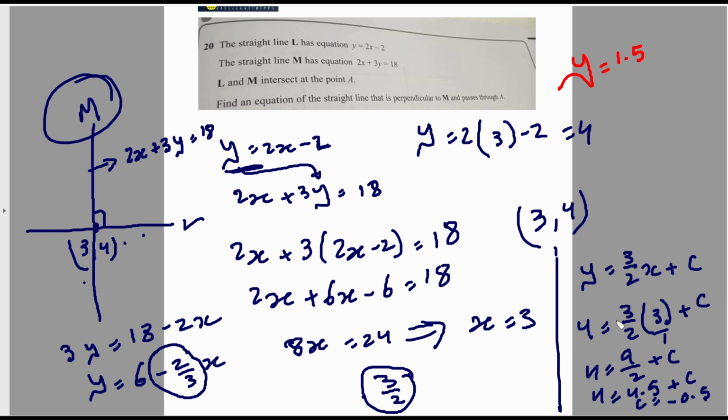1.5, which is 3 over 2, x minus 0.5. You can times everything by 2 to get rid of the decimal. So if you times everything by 2 here, you get 2y equals 3x minus 1. That's the final equation for this.